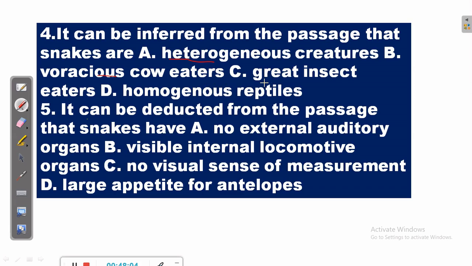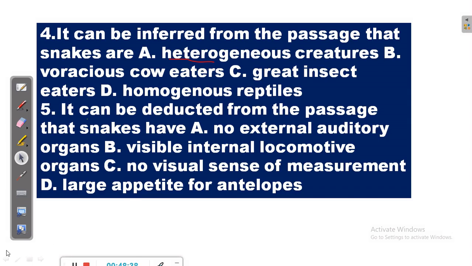Great insect eaters was never mentioned at all in the passage, so we don't go for it because it's like importing an idea from outside the passage. The homogeneous reptiles is completely untrue about the passage because the snakes have thousands of species, so they are really heterogeneous creatures. All right. So now let's go back to the passage and look for our evidence.